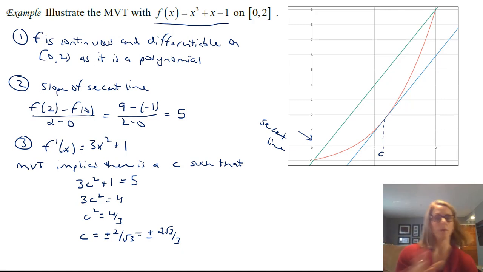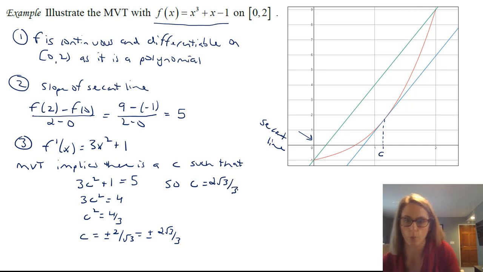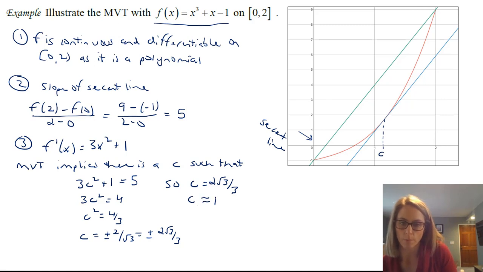So yes, there is always the possibility of having more than one c value. The mean value theorem basically says there's at least one here. So we know that our negative value would not be something that we would need on our interval from 0 to 2. And so c is 2 root 3 over 3. And if you put that into your calculator, you're going to get 1.15 if you were asked for a decimal.